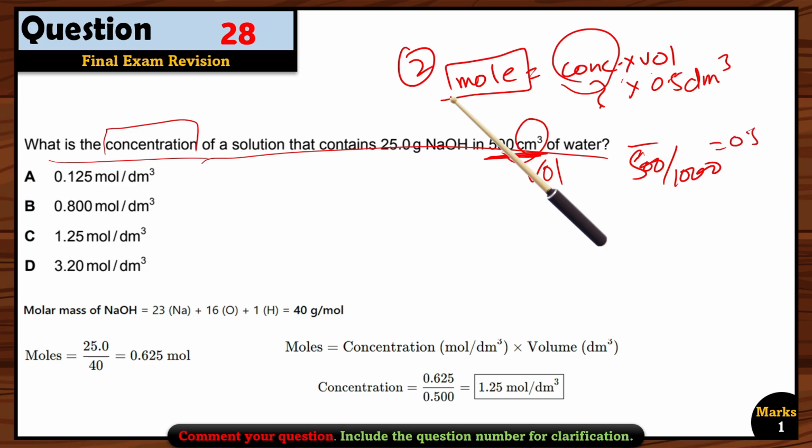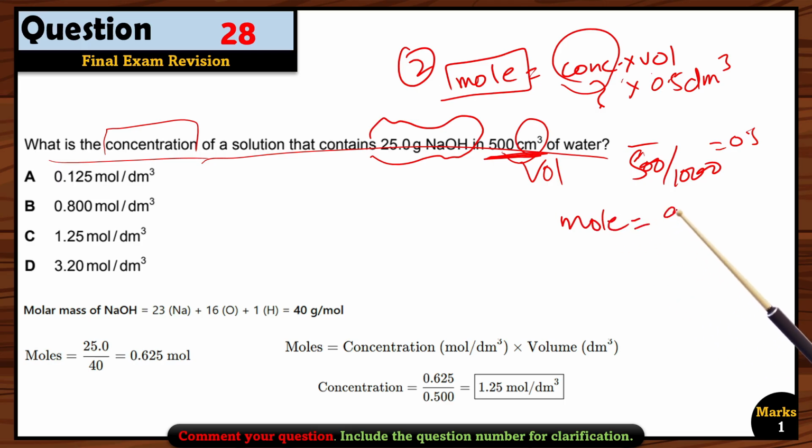So now we have to find the concentration, but we don't know the number of moles, right? How can we find the number of moles now? Do we have any other information? Yes, we have the information of NaOH, that is 25 gram. It means which formula do we have to use for the mole now? The first formula, that is mole is equal to given mass over molar mass.